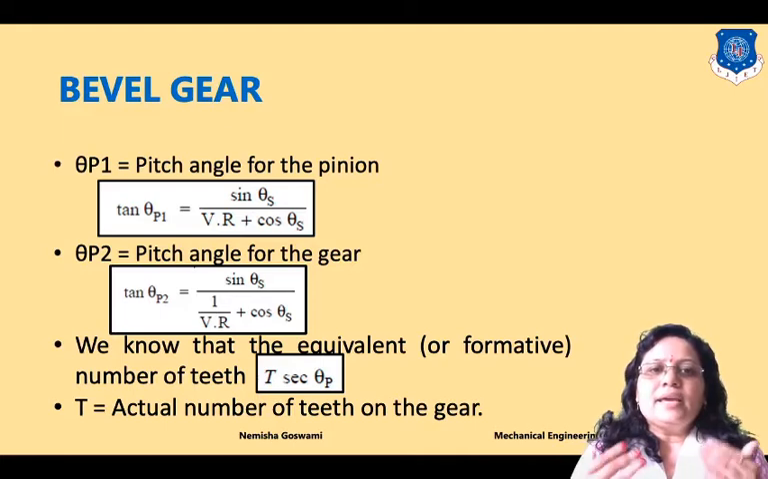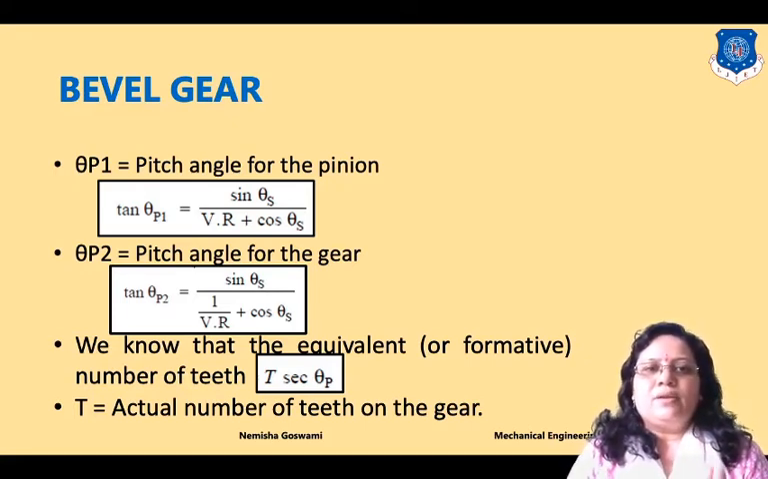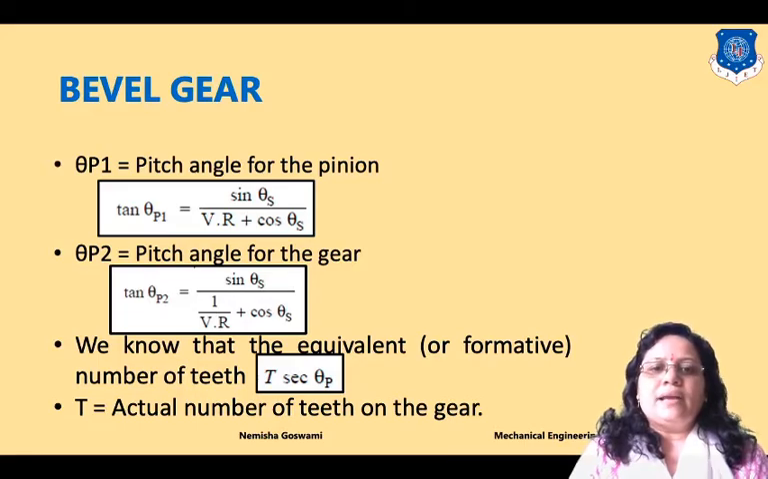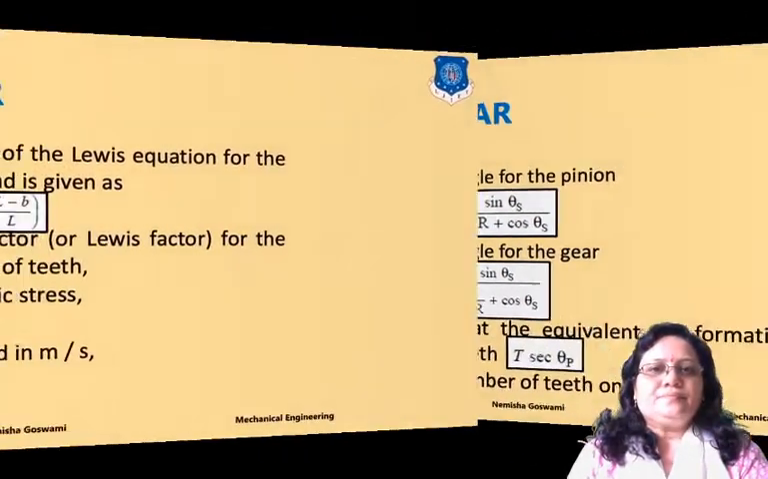Again, what is the equivalent number of teeth in case of bevel gear? So this is equal to T into sec theta P. T is the actual number of teeth for gear or on gear, and for theta P you can put theta P1 for pinion, theta P2 for gear. So you can find out the equivalent number of teeth for pinion and gear.